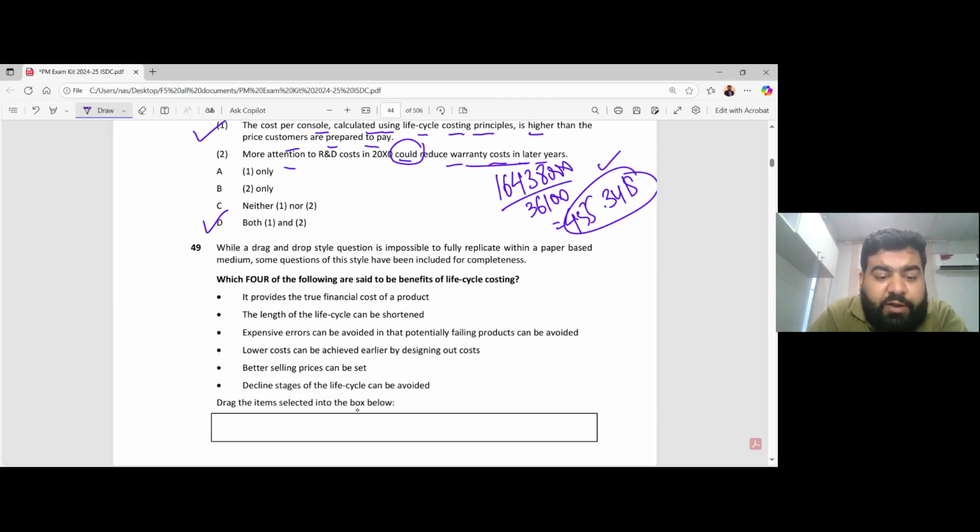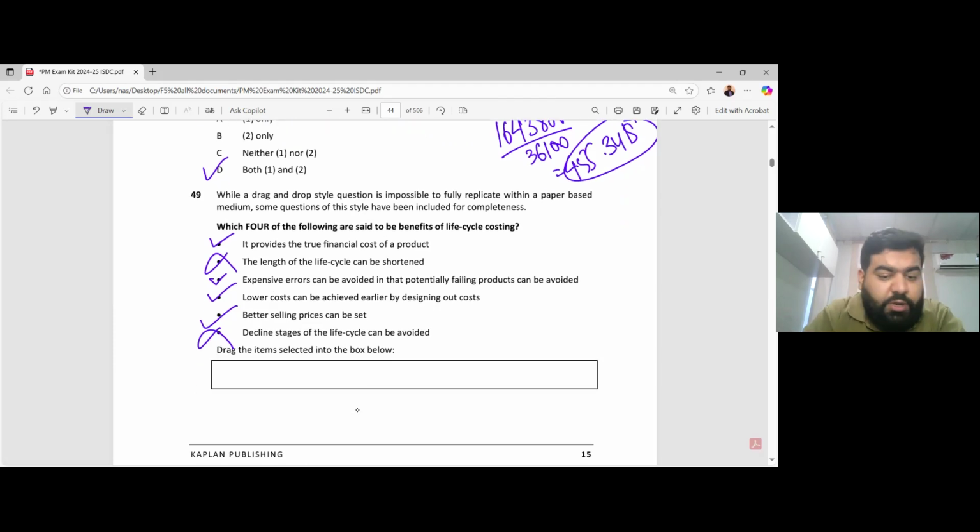So there are four benefits. It provides a true financial cost, expensive errors can be avoided, lower cost can be achieved, and better selling price can be set. The length of life cycle can be shortened, not a benefit. Decline stage can be avoided, it's not a benefit.